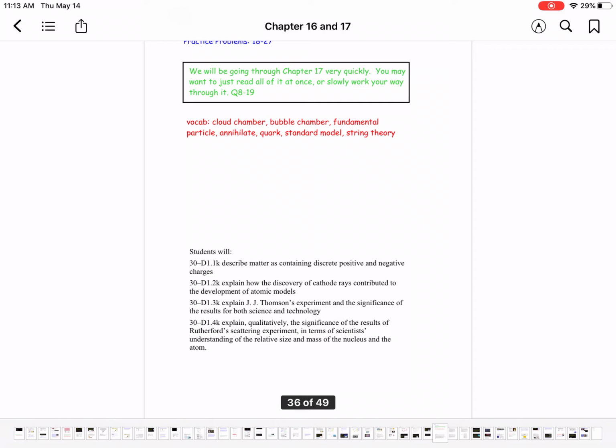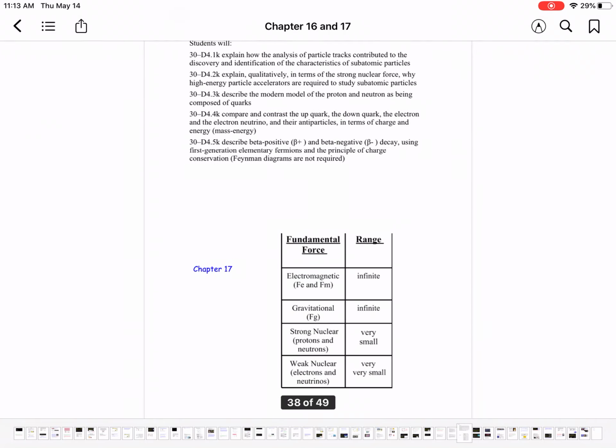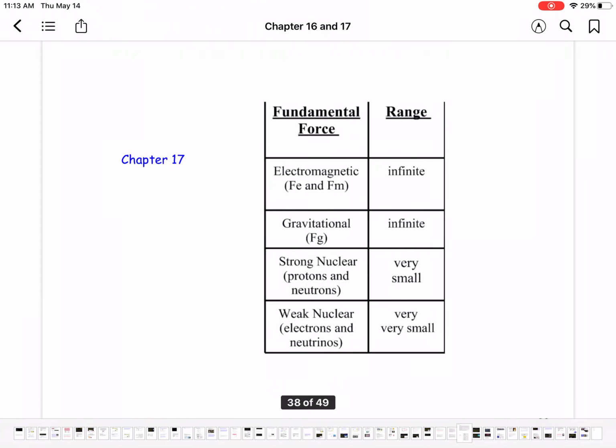There's not a lot of information here that's going to make a ton of sense, but it gets into more detailed ideas. So these first couple pages are just telling you what you need to know from the last unit, pretty much all that you understand at this point. So chapter 17 is the fundamental forces.